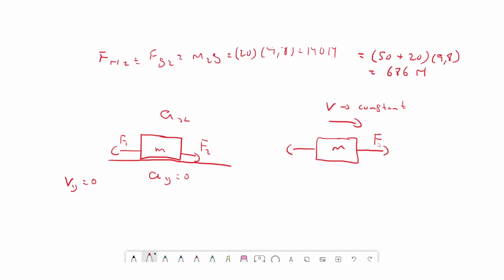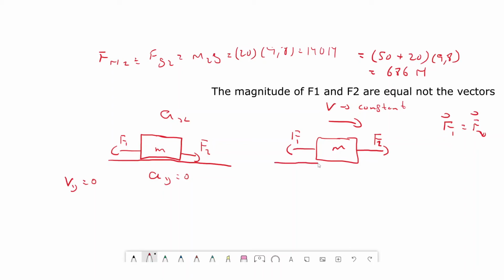For instance, if F1 and F2 are equal, then this box is going to move at a constant speed, but it is still not going up and it is still not going down. So ax is going to be 0, ay is going to be 0. So you have to consider that: do I have forces? If you have forces, are the forces in that direction equal or not?